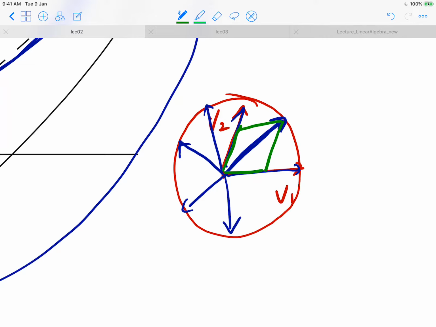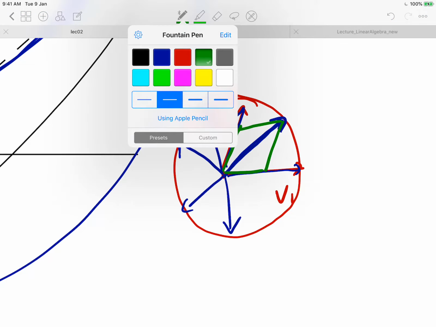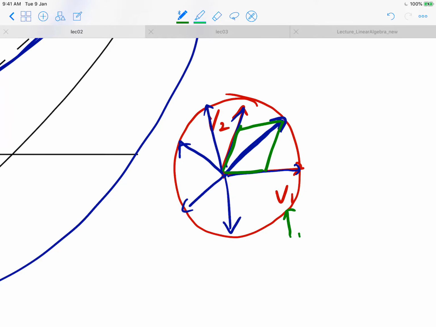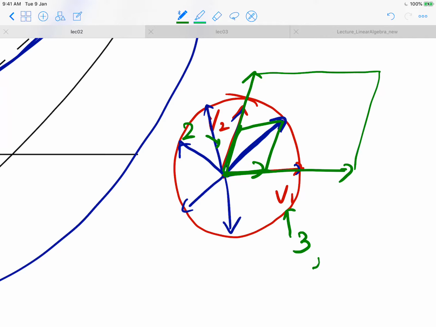Suppose the eigenvalue corresponding to this one is 3 and this one is 2. Then this vector will be multiplied by 3 when multiplied with the A, and this one is multiplied by 2, and the resulting vector will be this. And then how can we maximize the vector length from this perspective?